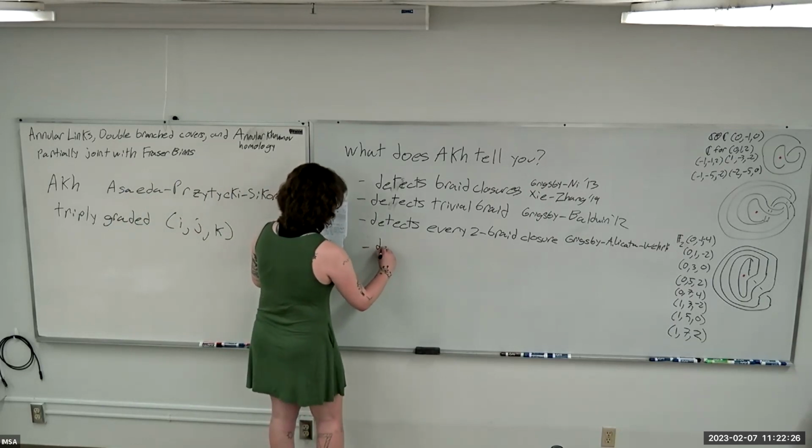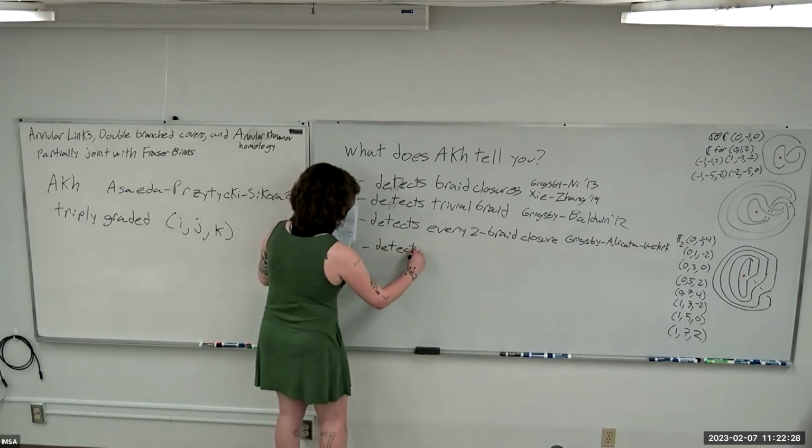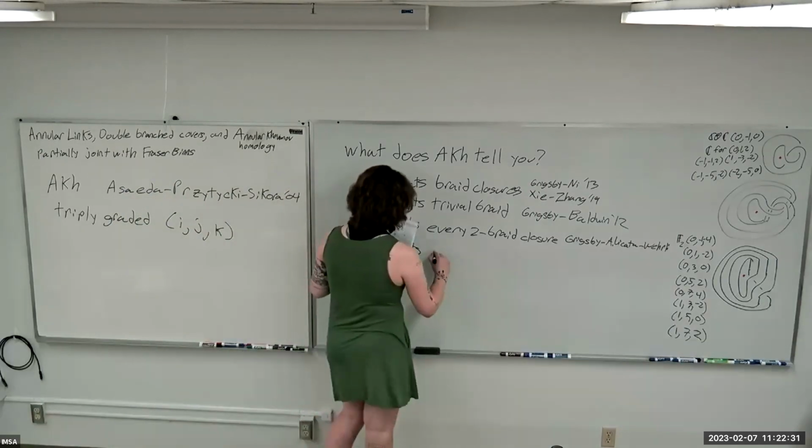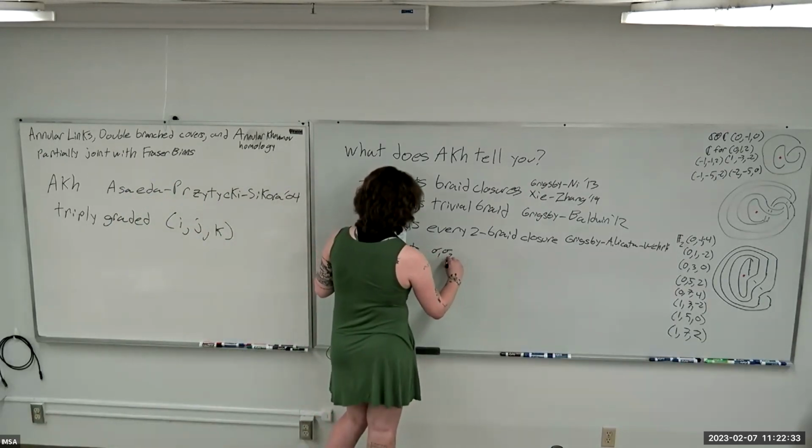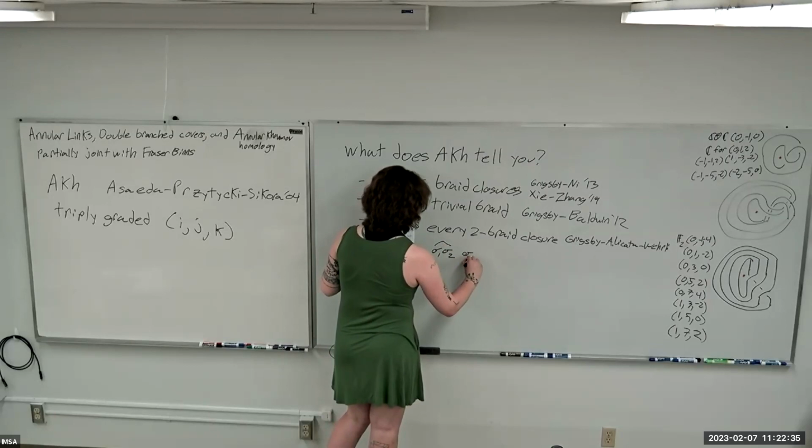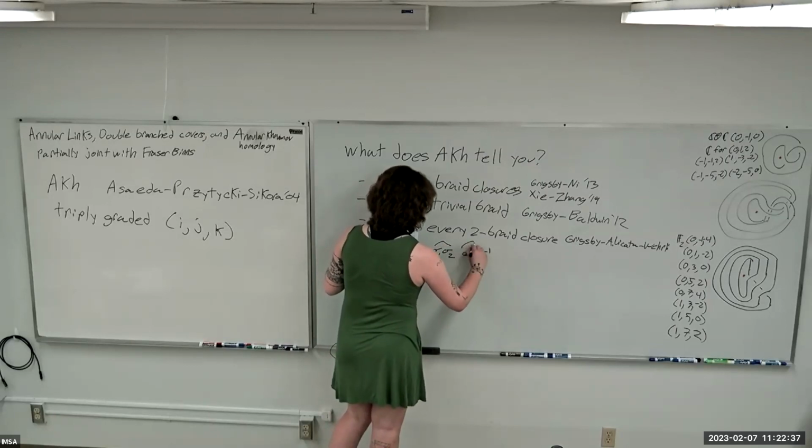And then Fraser and I were able to show that annular Khovanov homology detects the three-braids sigma 1, sigma 2, along with sigma 1, sigma 2 inverse.